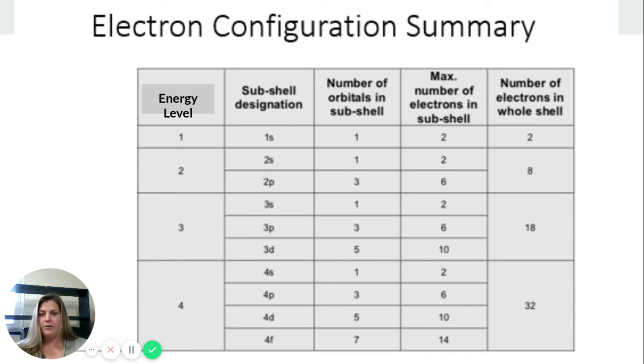The second energy level has an s and a p subshell. S has 1 orbital. P always has 3. Each orbital always contains 2 electrons, for a total of 8. So hopefully that shows you how you can read this table. So if you ever need to figure out what is in each energy level, I think this is a nice graphic that shows you how we get to those 2, 8, 18, and 32 values.